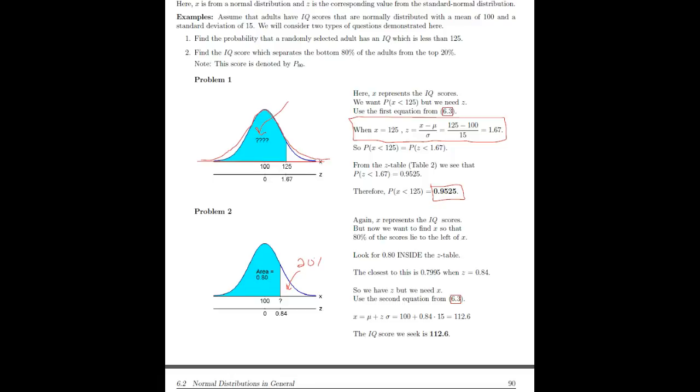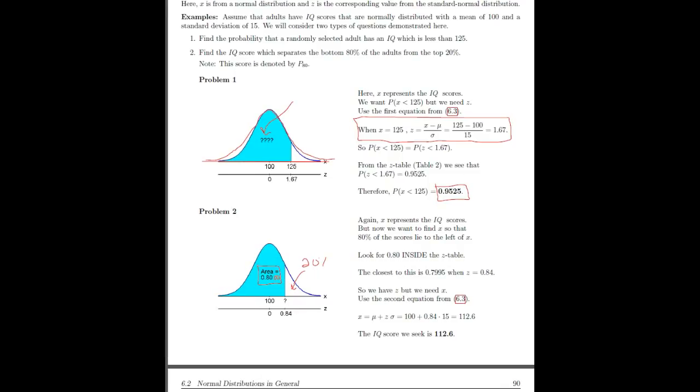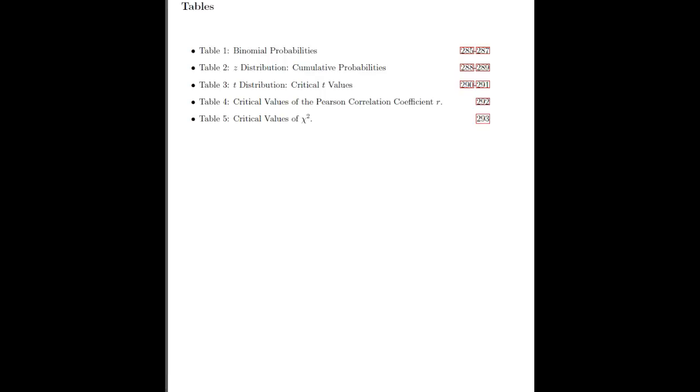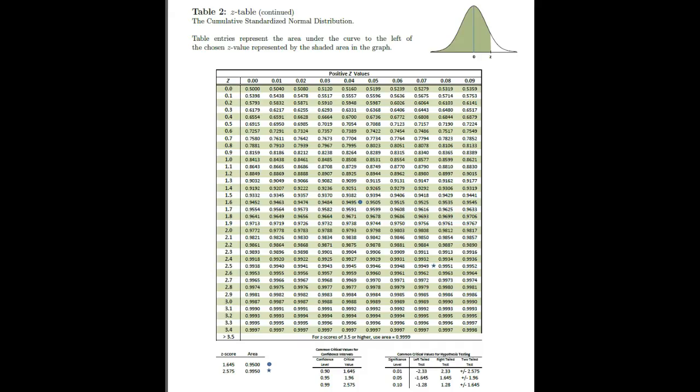What we know is that the table in the back gives us areas to the left. So we go fishing in our table for an area of 0.80. I would probably throw a couple zeros on at the end and make it 4 digits, just like all the values in our table. I'll pull that table up and go fishing for 0.8000, which would be somewhere right between here. You can see the closer of these two values is 0.7995. So we would say the z-score is 0.84.